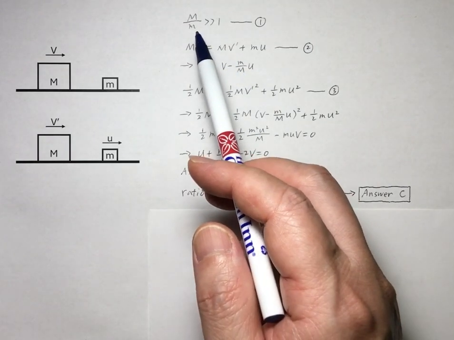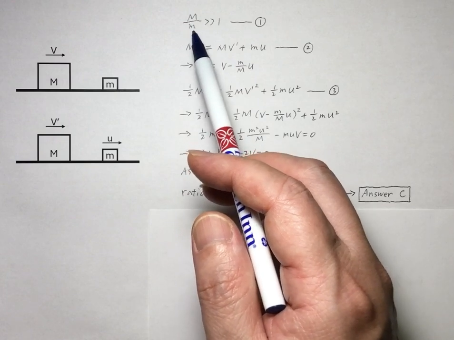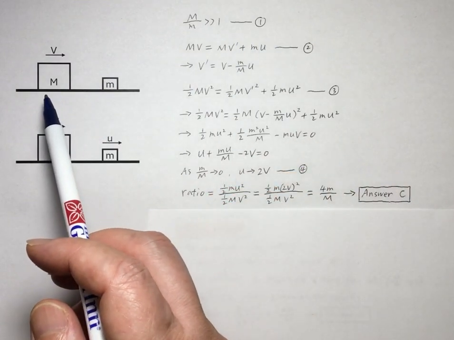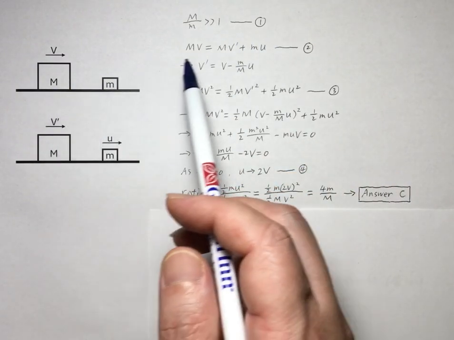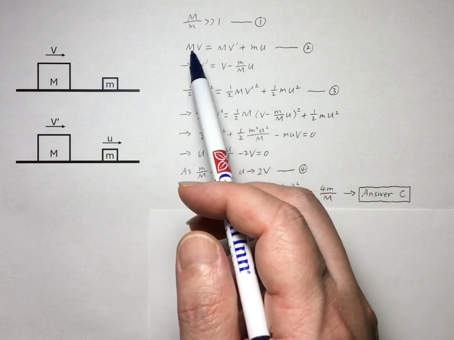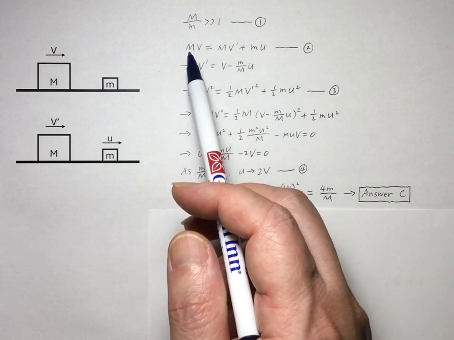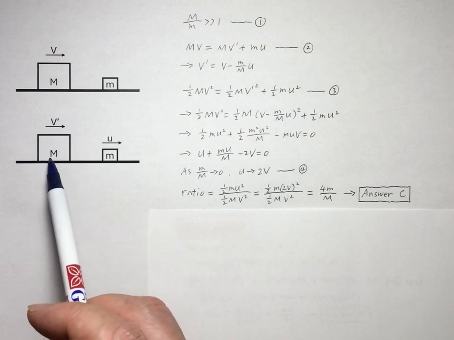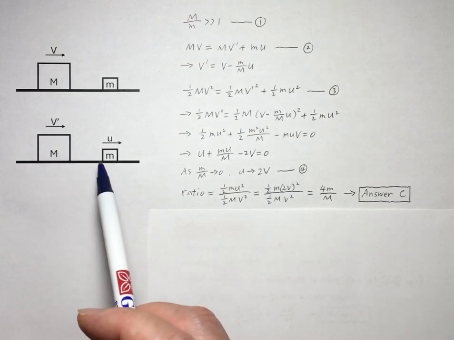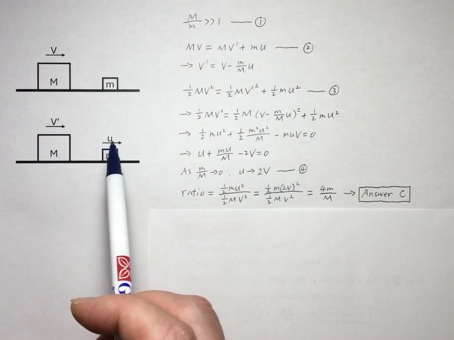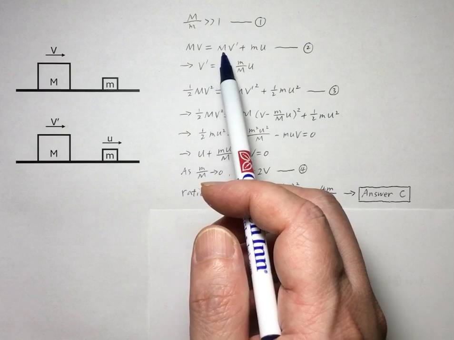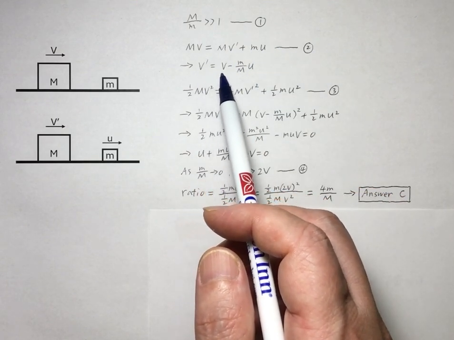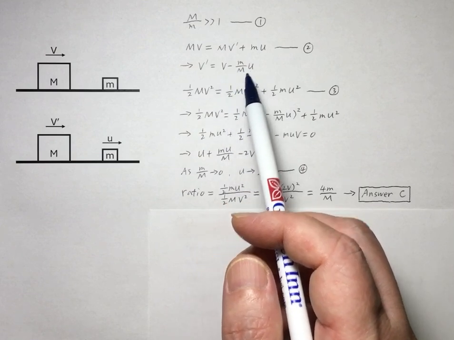First, based on the question, we know that capital M over lowercase m is much larger than 1. This is equation 1. Because this is an elastic collision, the momentum is conserved. Before the collision, the momentum is Mv. After the collision, assume the speed of the heavier object is v prime, and the speed of the lighter object is u. So after the collision, the momentum is Mv prime plus mu. Then we can get v prime equals v minus m over M u.